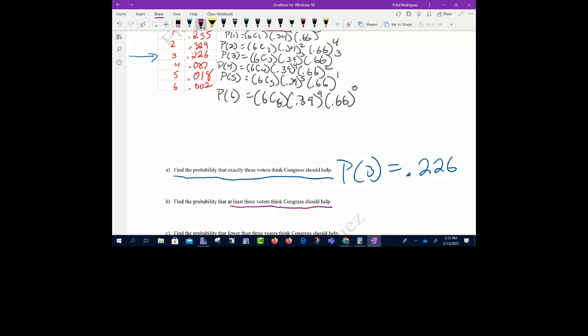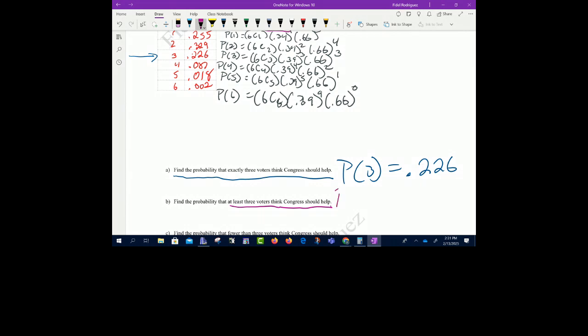Find the probability that at least 3 voters think that Congress should help. What do you think at least 3 means? Do you think at least 3 means 3 or less, or 3 or more? 3 or more, right? At least 3. Like if I said, I want to have at least 3 kids. That means if I didn't have any kids, I'm not happy. If I only got 1 kid, I'm not happy. If I only got 2 kids, I'm not happy. I'm not going to be happy until I have 3 or more, right?